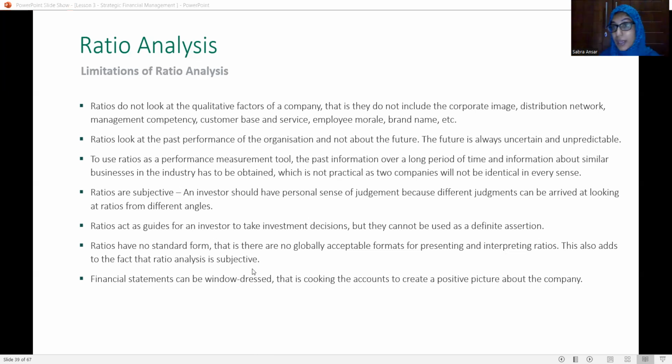Hi everyone, so I'm back. We were talking about the limitations of ratio analysis. So, ratios. Oops, sorry, I think I was muted.